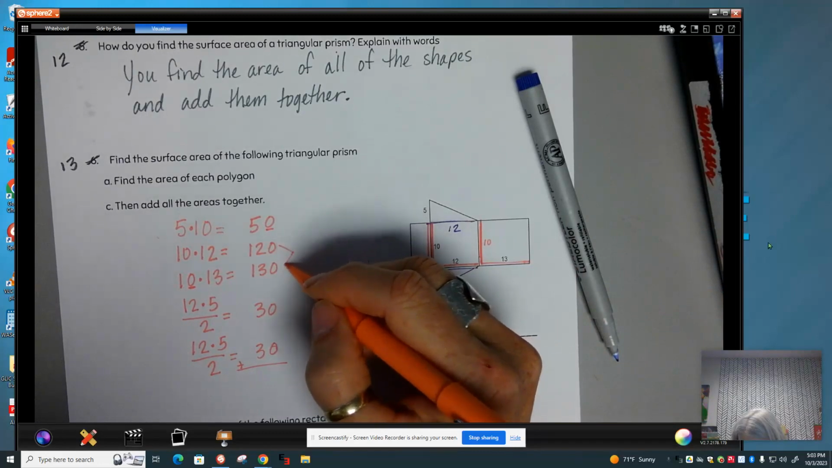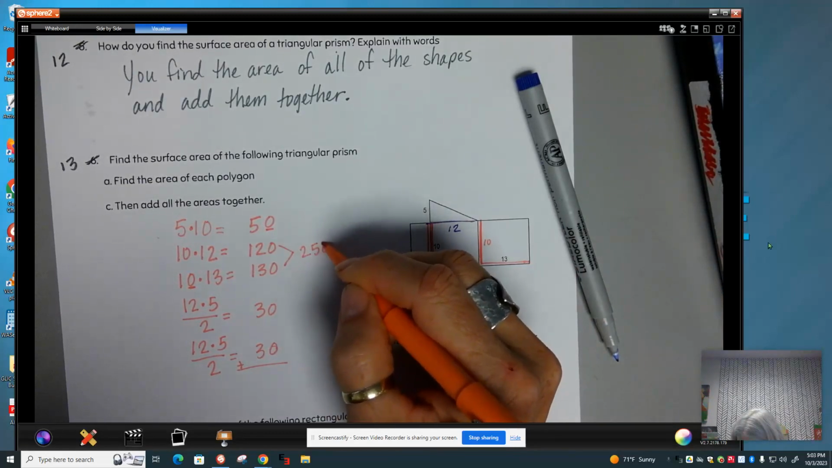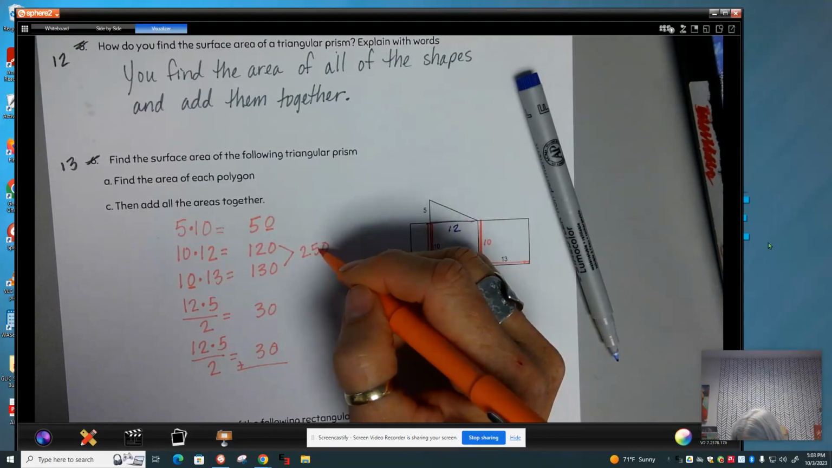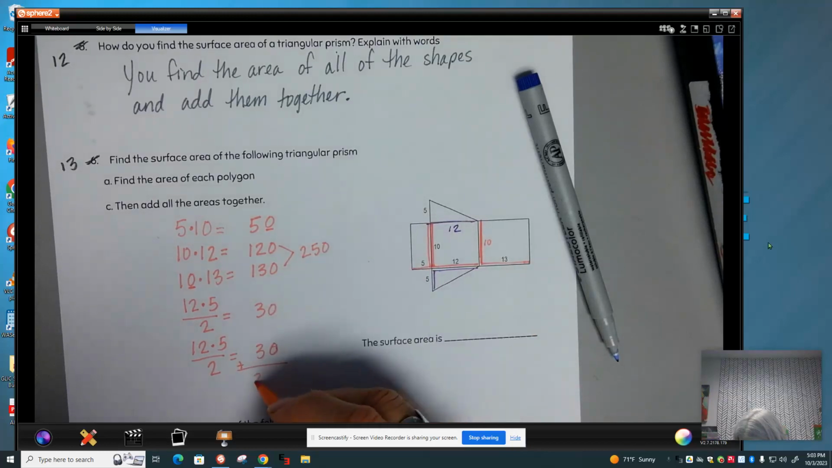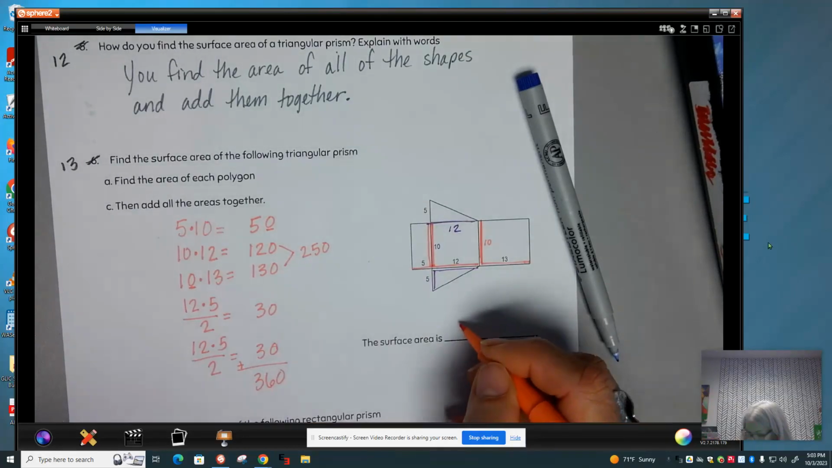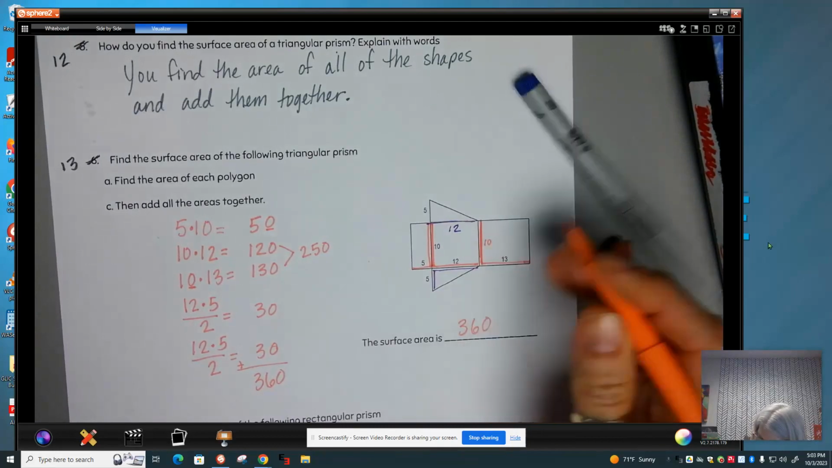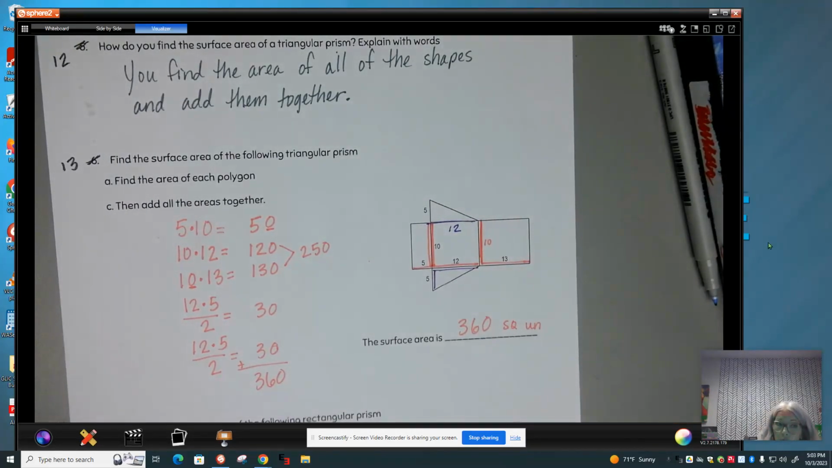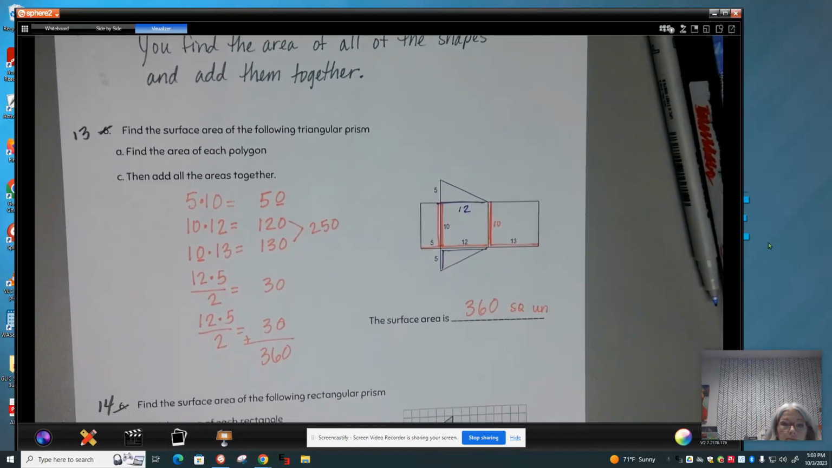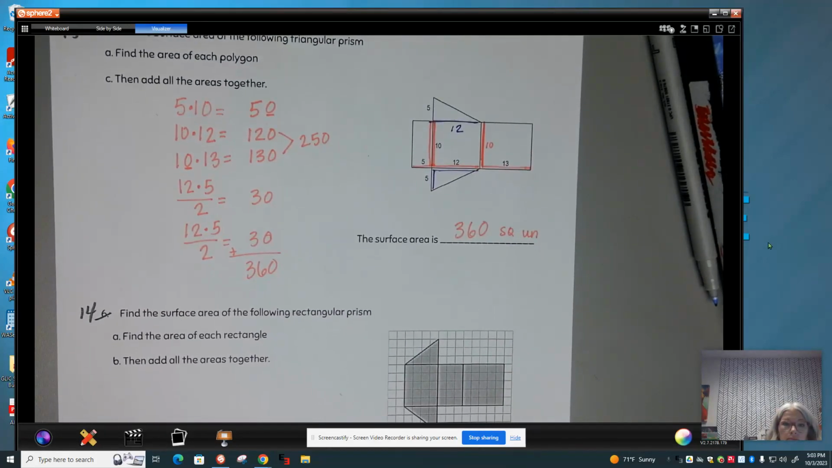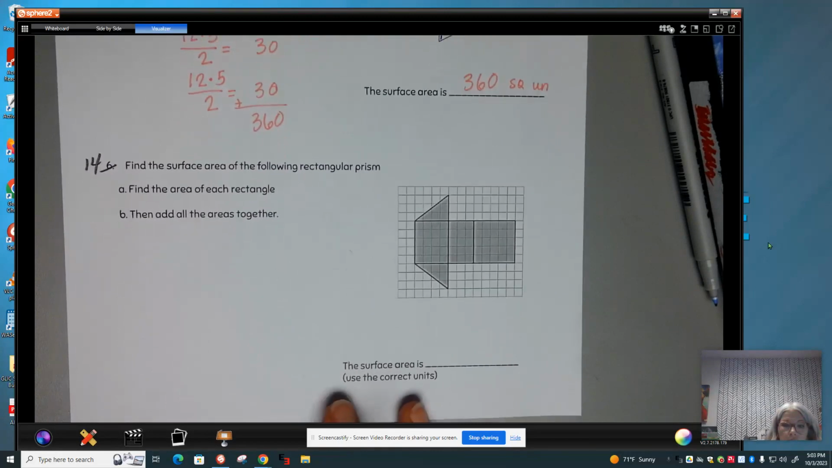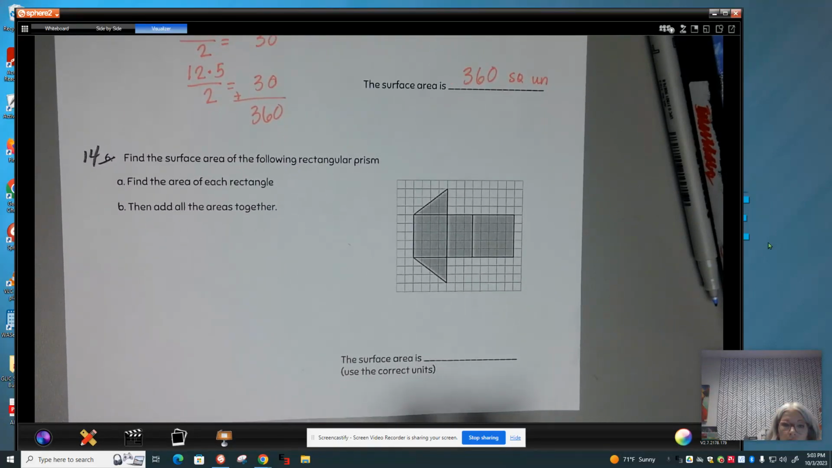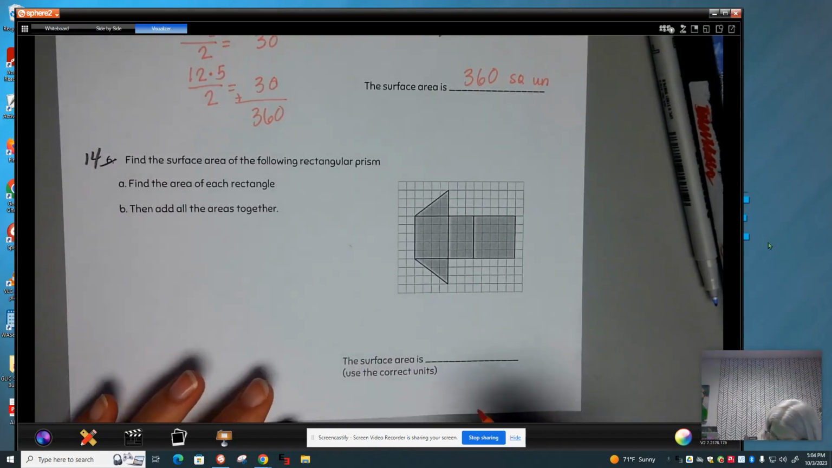So for me, I would go 250 plus another 50, that's 300, 330, 360. 360 square units because it's area. All right, the next one you're going to do on your own, and then you're going to check the answer when you're done. And if you don't have all the correct work, you're going to copy my correct work down.